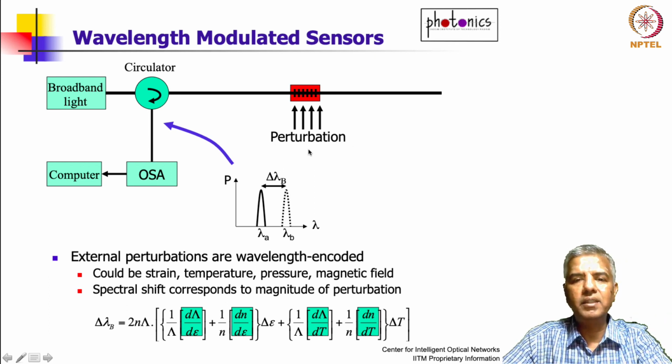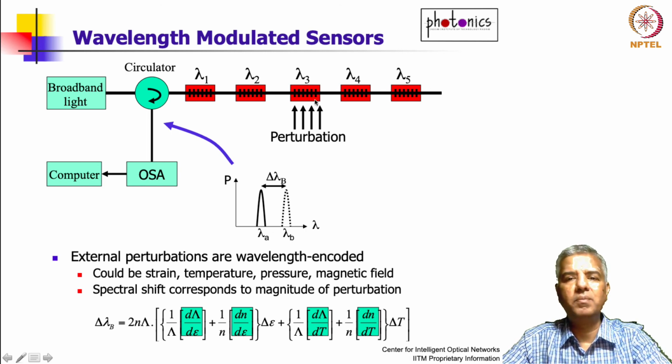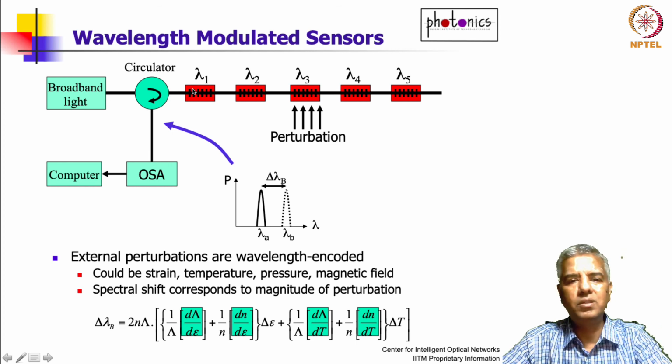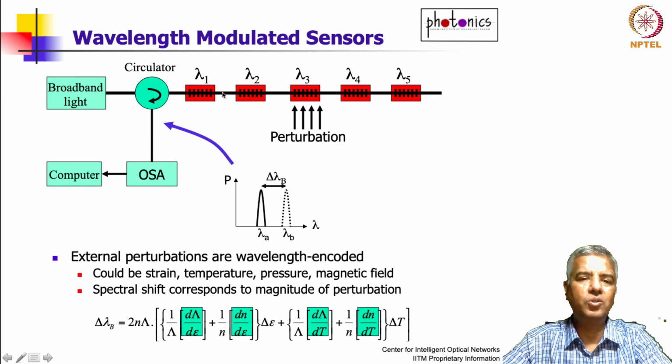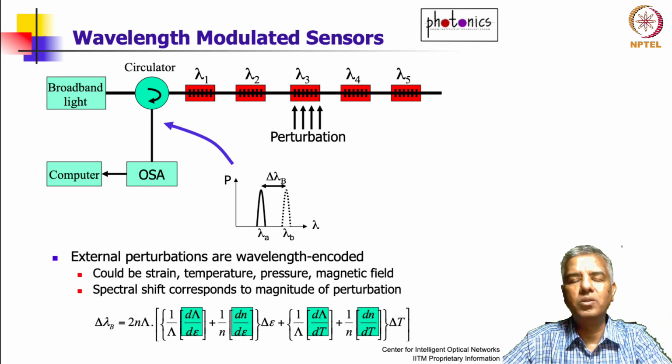And the interesting thing is it can be extended to multiple positions or multiple regions of interest. You could concatenate multiple sensors, and this is simply done by having a slightly different period for all these Bragg gratings inscribed in this fiber, so each location corresponds to a slightly different color. This is like color coding.